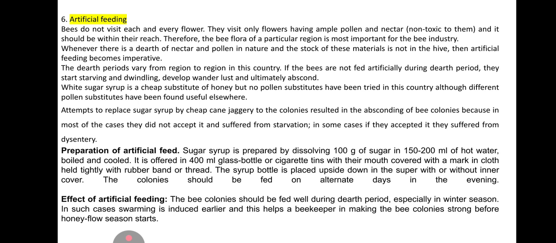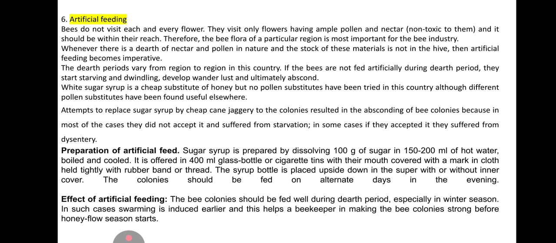It is offered in 400 ml glass bottle or cigarette tins with their mouth covered with a mark in cloth held tightly with rubber band or thread. The effect of artificial feeding is the bee colony should be fed well during dearth period, means when pollen is not available, especially in winter season.